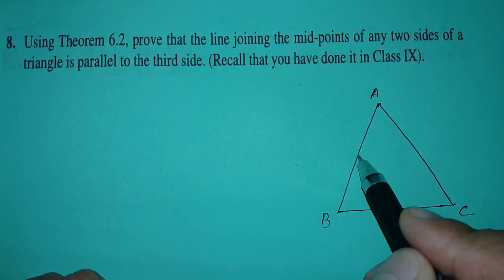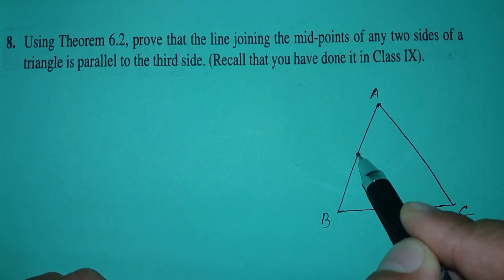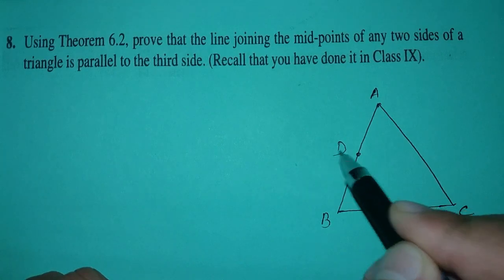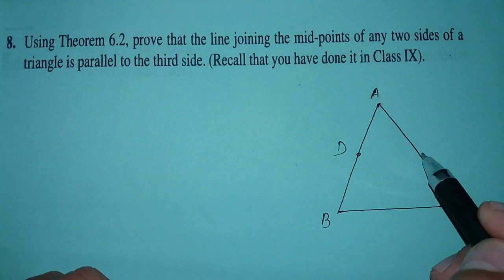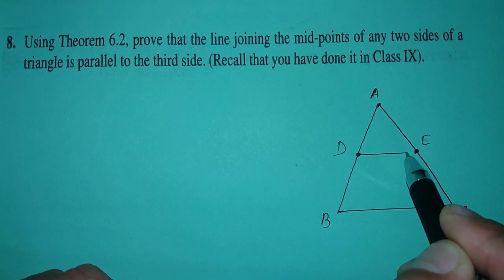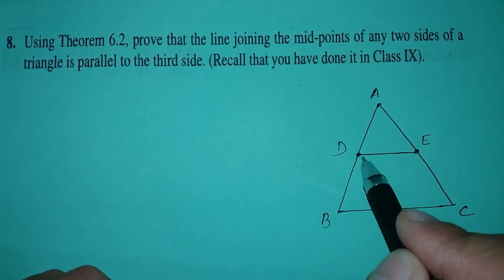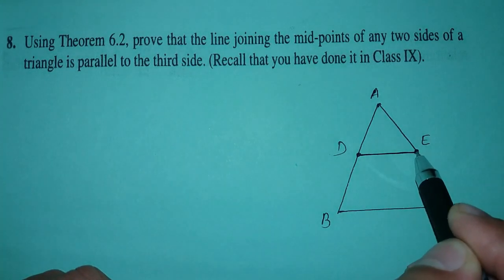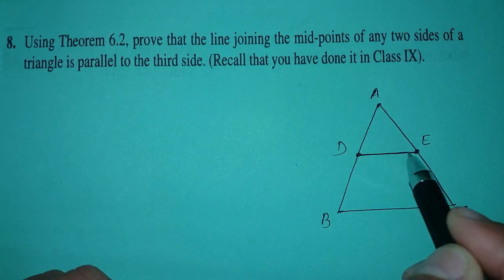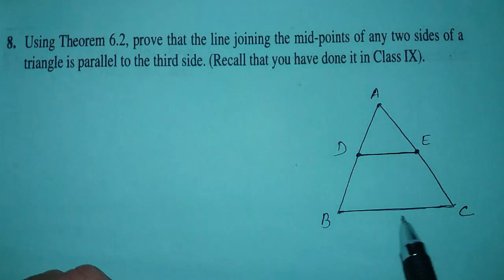So here we're going to join the midpoints of two sides. So let's say the midpoint of AB is D, and the midpoint of AC is E. Now we're going to join these midpoints. Now what we're going to prove is that this line joining the midpoints D and E is parallel to BC. So that is what we're going to prove.